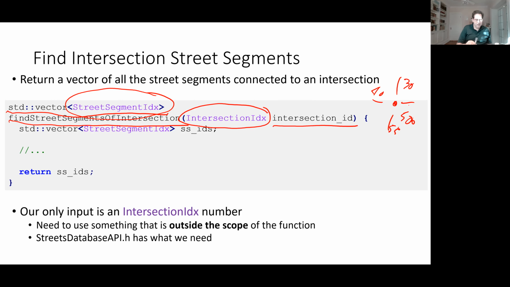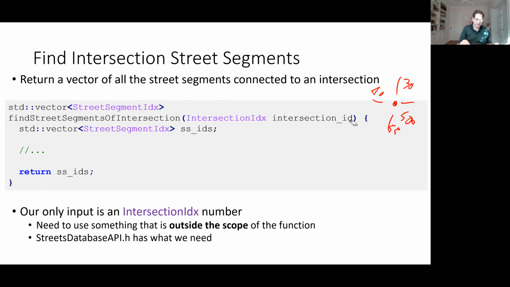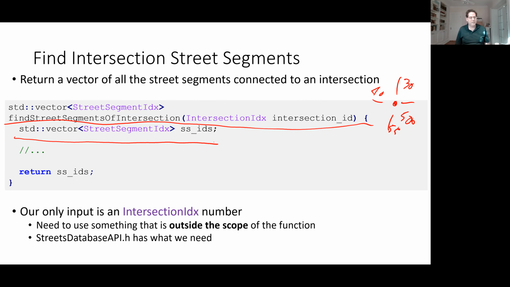Okay, so initially, this is the code I have. This is not given to you, but this is what I've written. Okay, from the header file, I know this is how the function is supposed to be called, so I write that. I've basically declared a vector of the right type, so street segment indices, called it SSIDs, and I return that SSIDs. So will this compile? Is this actually enough to make my function compile?